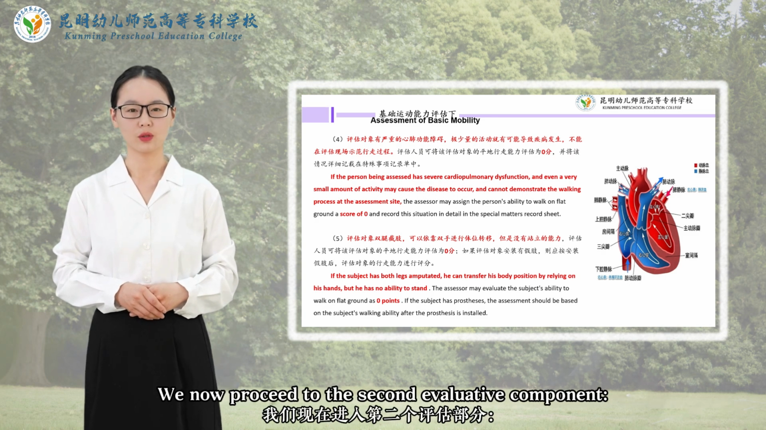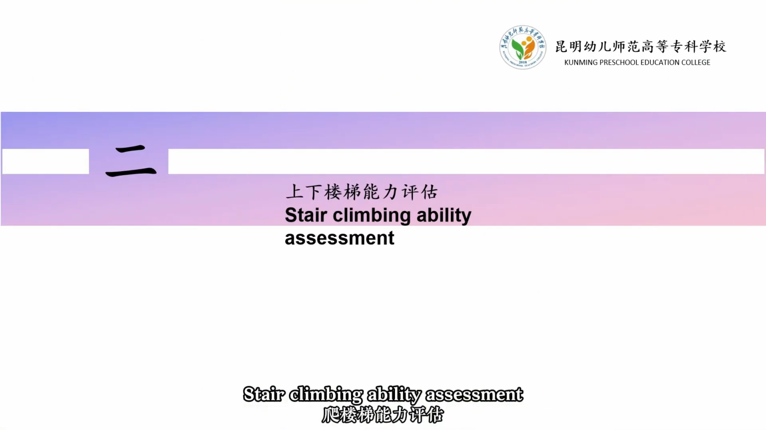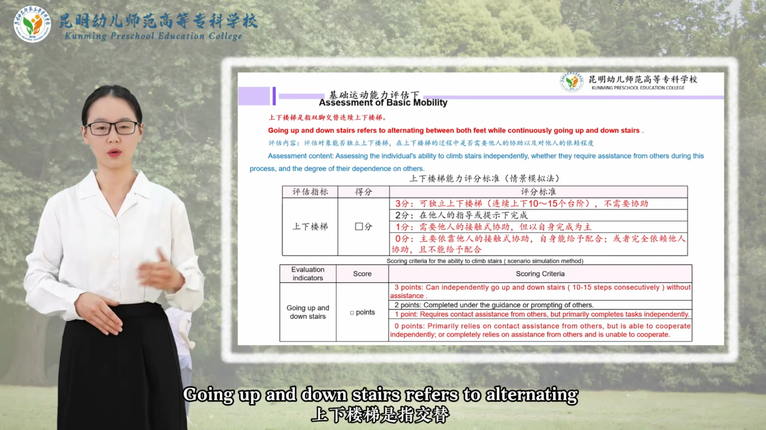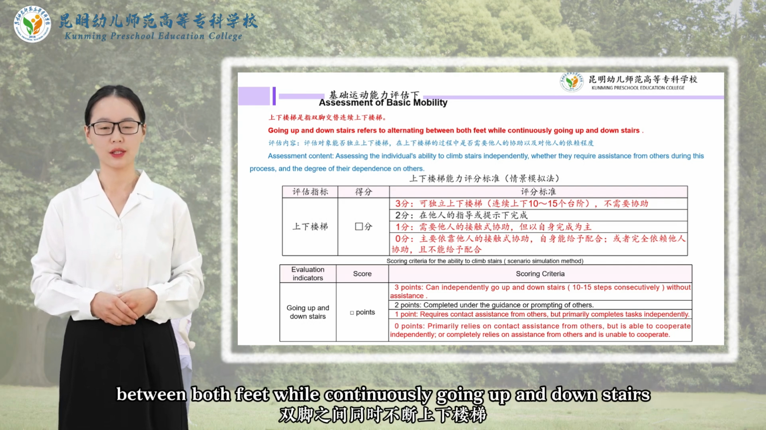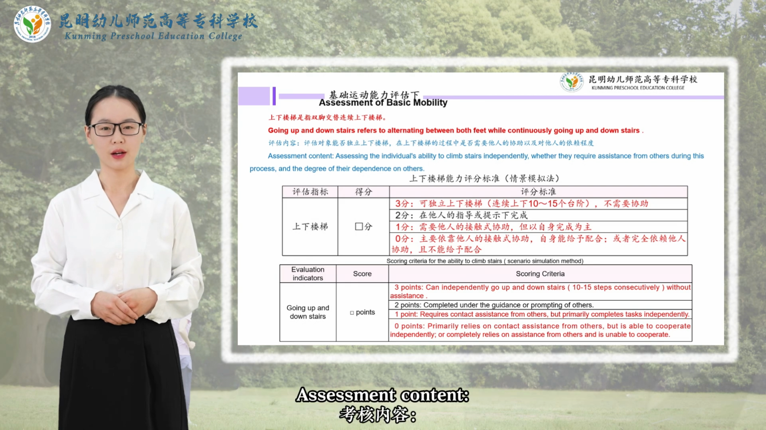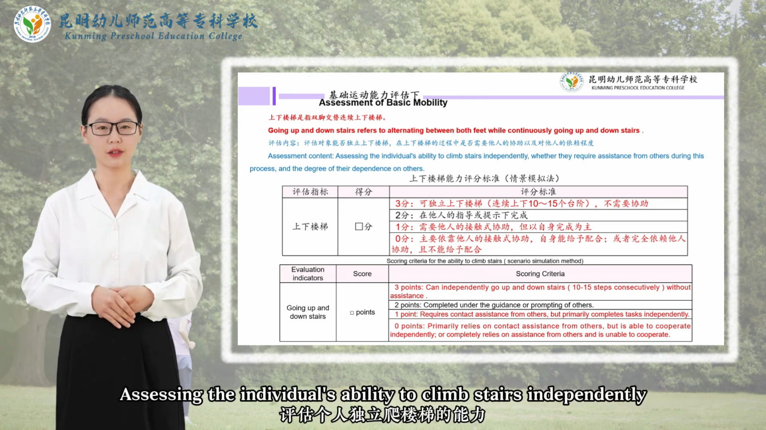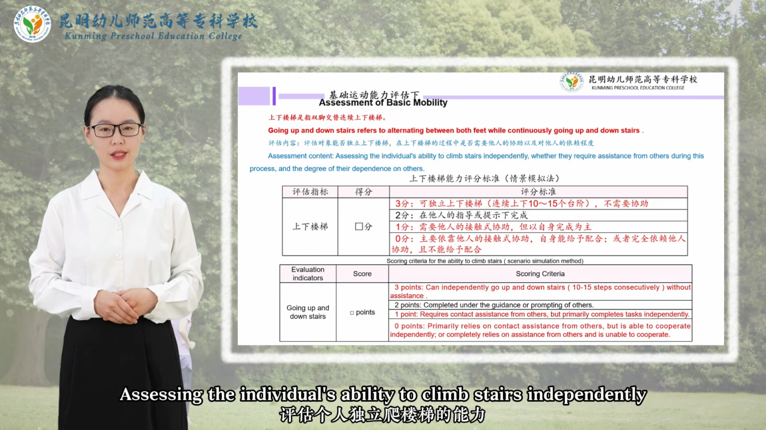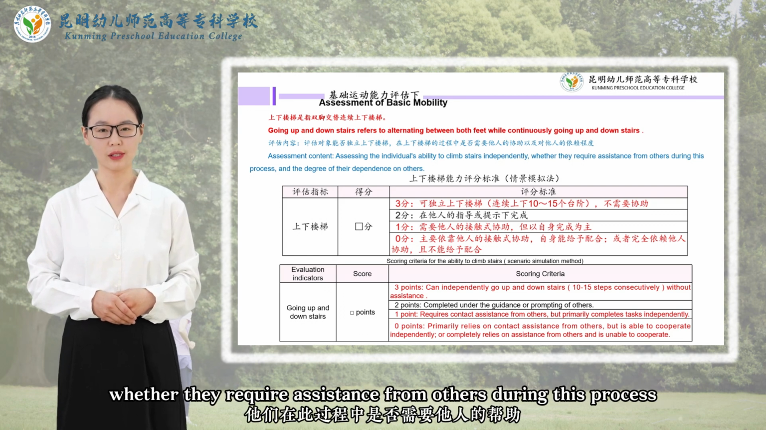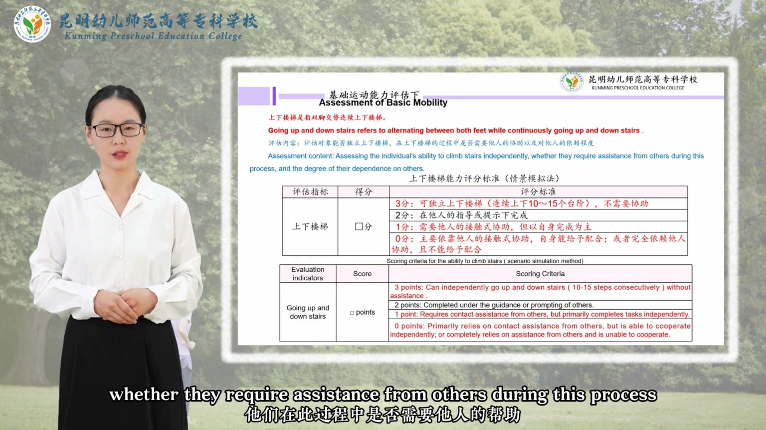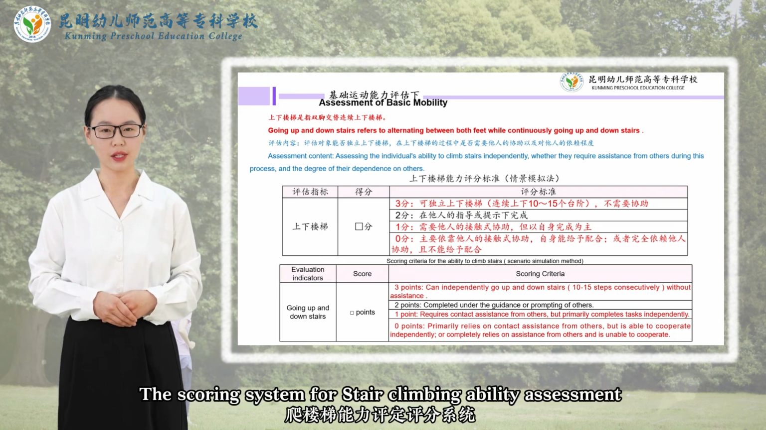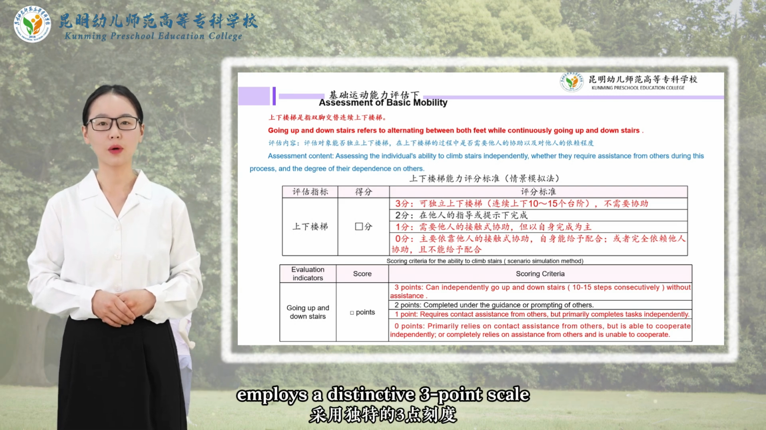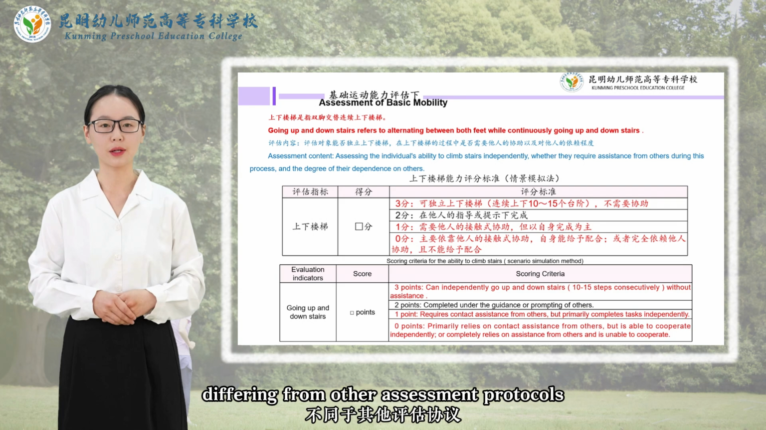We now proceed to the second evaluative component, stair climbing ability assessment. Going up and down stairs refers to alternating between both feet while continuously going up and down stairs. Assessment content: assessing the individual's ability to climb stairs independently, whether they require assistance from others during this process, and the degree of their dependence on others. Note: the scoring system for stair climbing ability assessment employs a distinctive 3-point scale, differing from other assessment protocols.